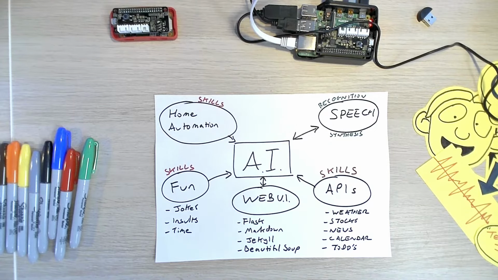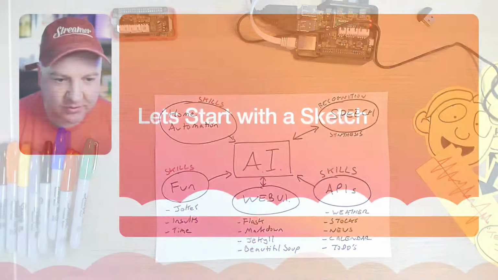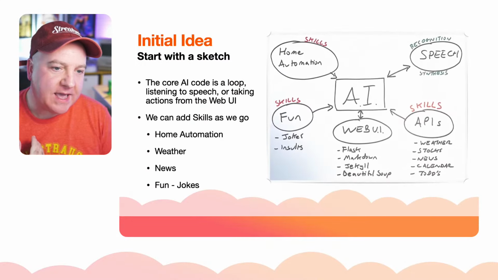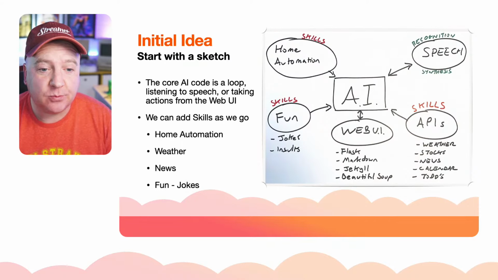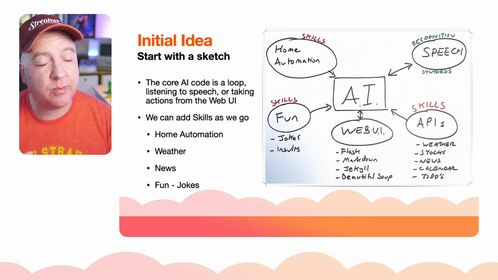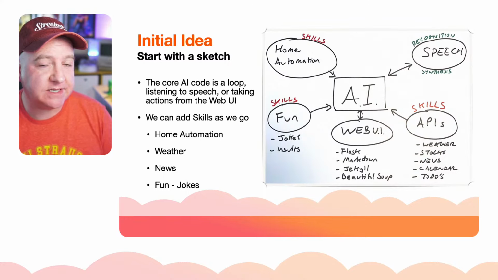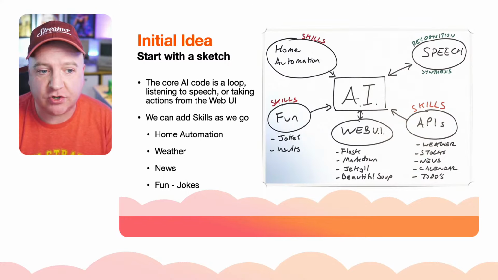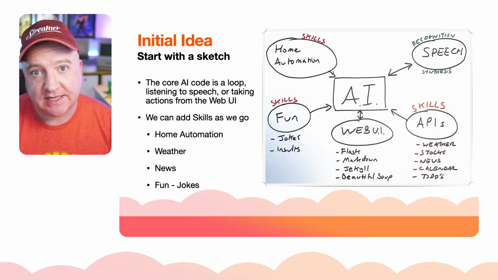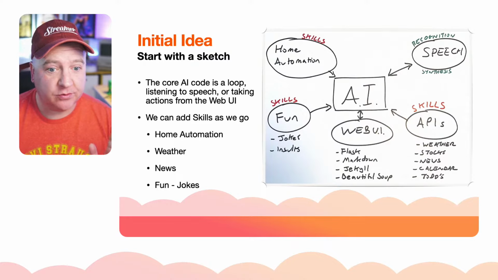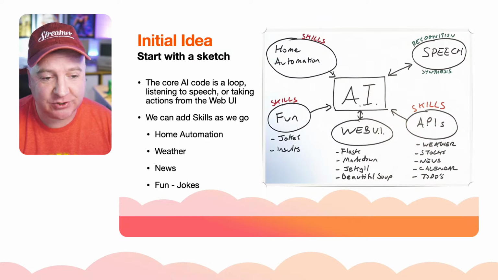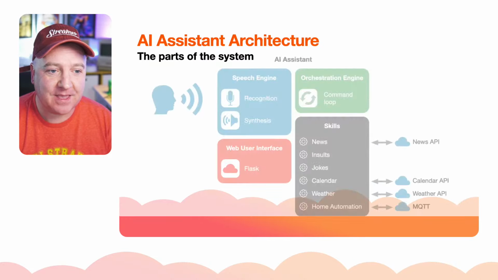I thought I'd draw that out just so you can see the thinking of what goes behind this. So we want a core AI code, which is going to be a loop. We're going to go round and round that loop, listening for speech. We're going to be taking the actions. And we're also going to be presenting them via the web user interface and checking the web UI to see if there's any actions coming in there. We will be adding skills as we go. So like I said, home automation, weather, news, fun, all the rest of the things that we can think about. And you can add extra skills to this too. That's the really cool thing with this.